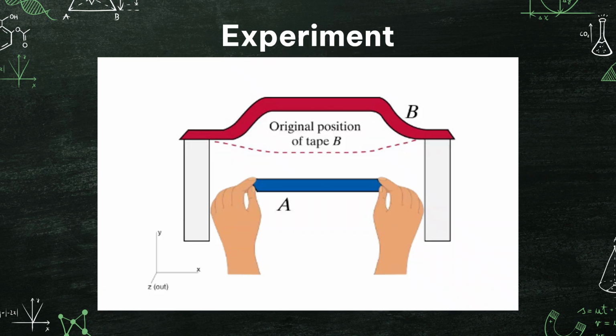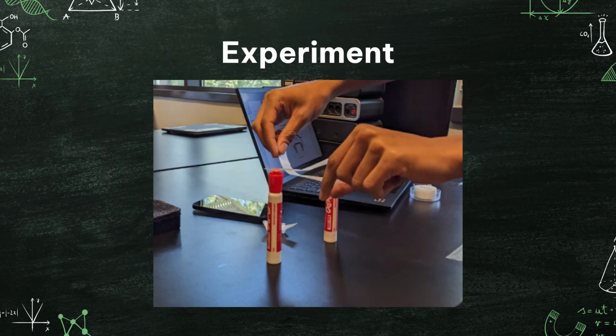Now here's a picture of what this experiment is supposed to look like with the top tape floating. And here is one picture of our group trying to get this to work, which in this actual picture we did not, but eventually we were able to hold it the way it was in the last picture, and we were able to get it to float.